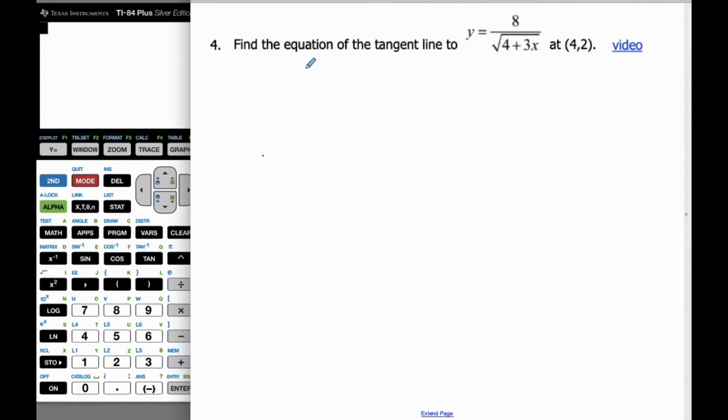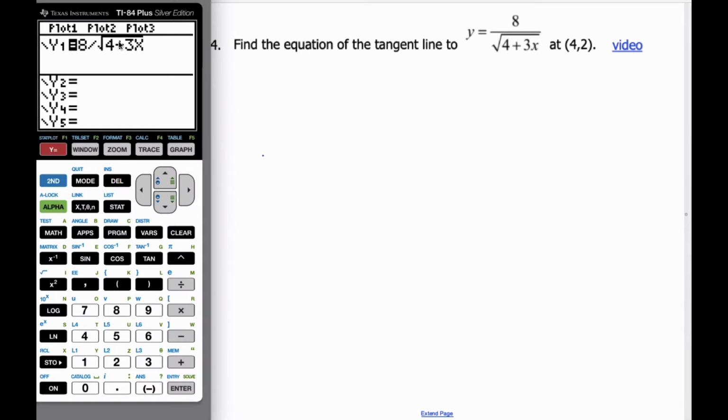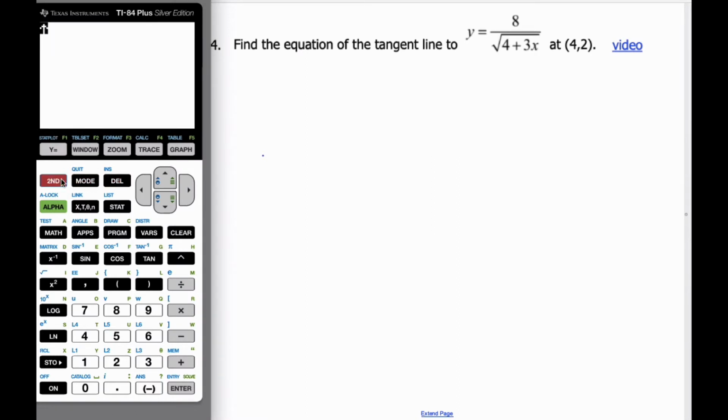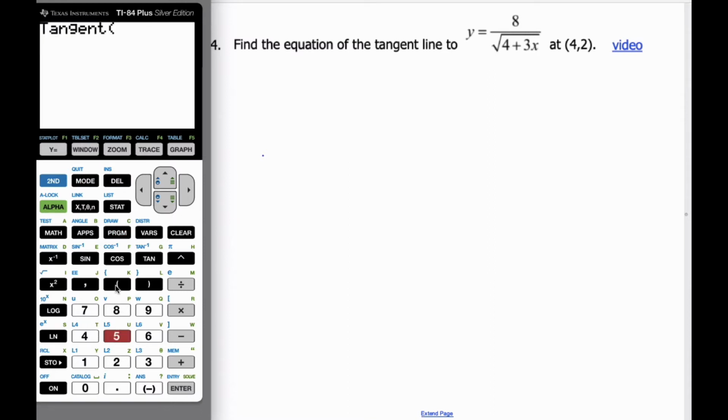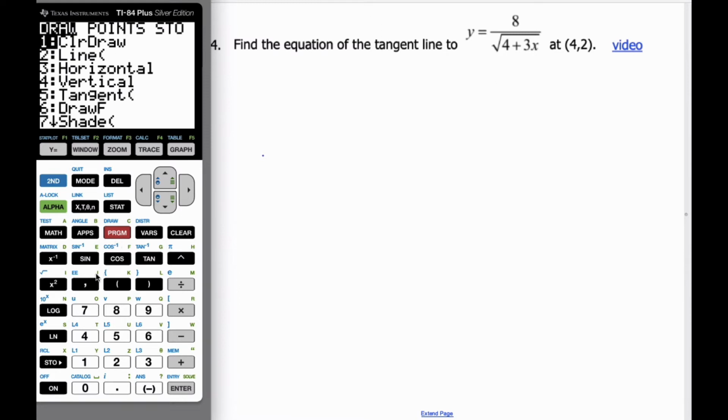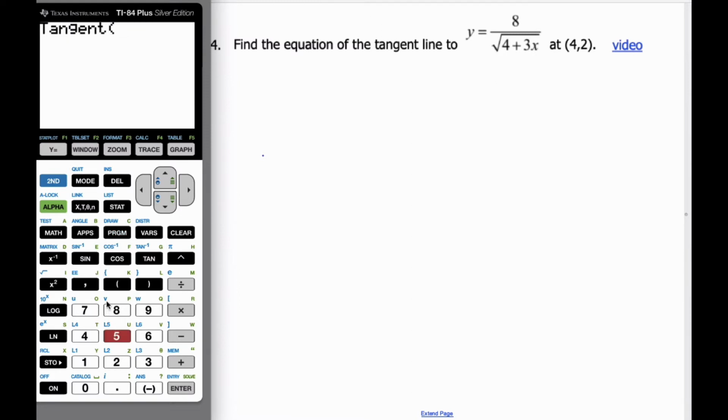For this problem here, we're asked to find the equation of the tangent line to this curve at this point. And in this course, if you're just asked that, and not told to do it algebraically, I can just go straight to my calculator. I plug it in, and I can draw my tangent line, 5. Now I'm going to draw my tangent. Let's see, Y1, comma 4.